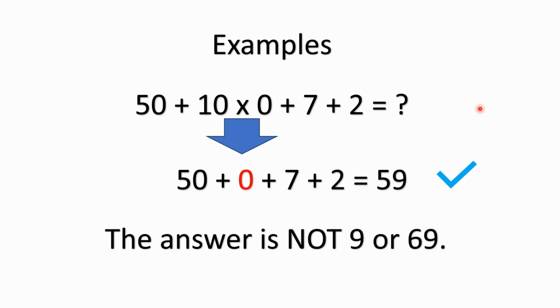So yeah, the answer again, guys, it's not 9, it's not 69. The people that get 69, not only have they forgotten the order of operations, they've actually forgotten that when you multiply by a 0, you get 0. They've forgotten that.